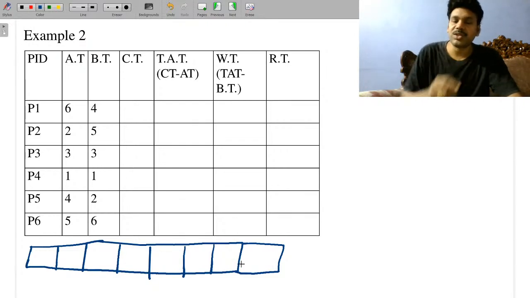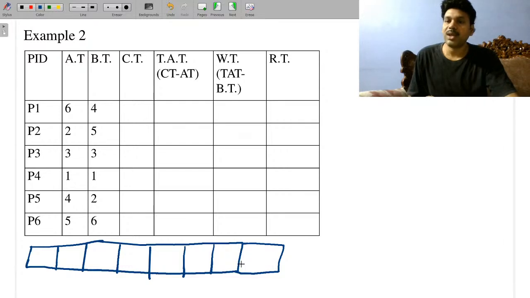So there are 2 ways to solve this problem. One way, use these arrival times as they are. Otherwise, you can reorder your processes. Whichever way you feel better, you can use it. Reorder means what? You can reorder the processes. First P4 I need to write here.